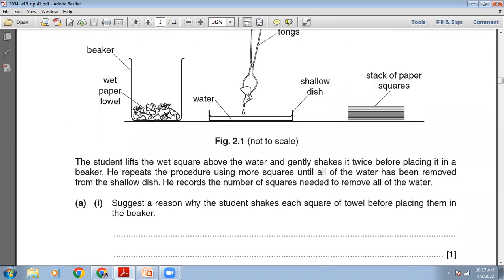So you see, whenever you dip that square towel into the water, before you take the tissue paper out, you shake the tongs because you want to shake off the water. You do not want this water to be dropped on the bench, and because we are checking for the absorbency of the paper, we do not want those drops to fall out of this dish, so we shake the tongs.